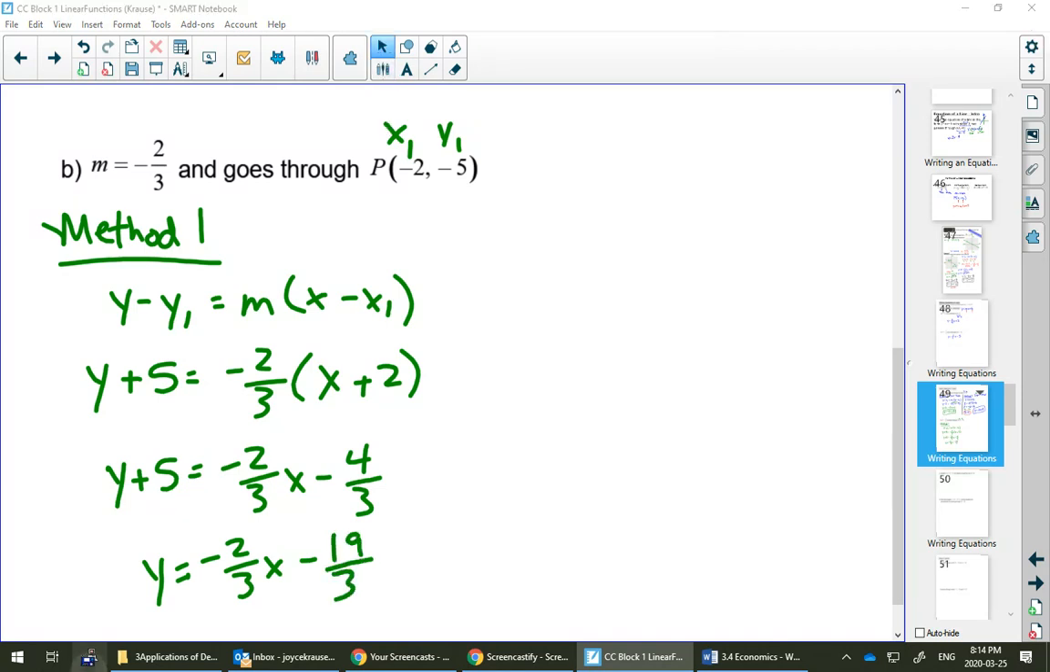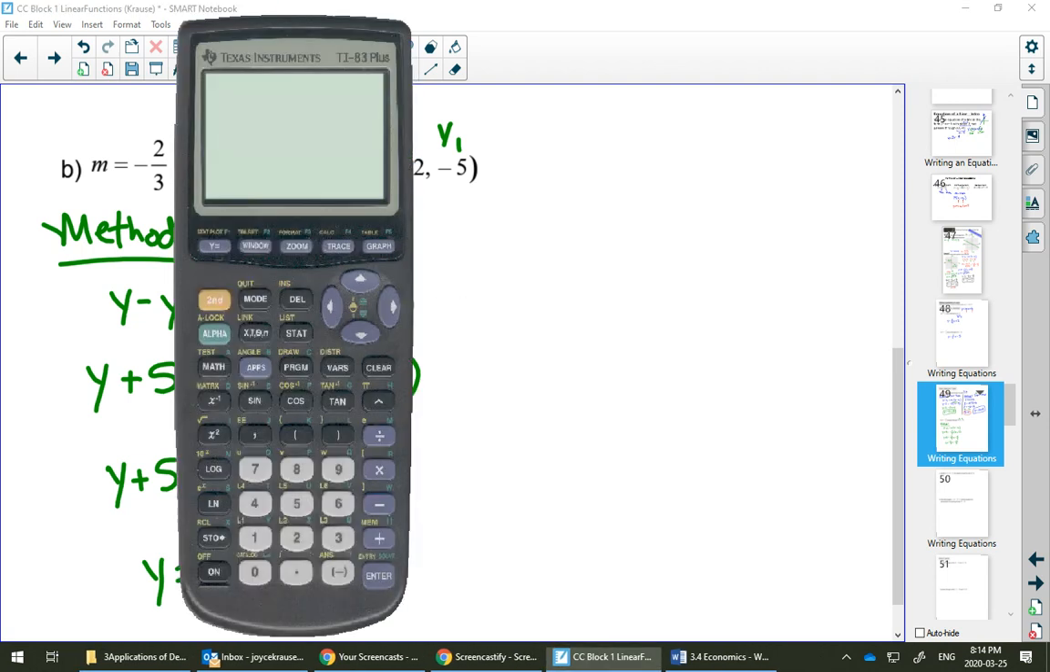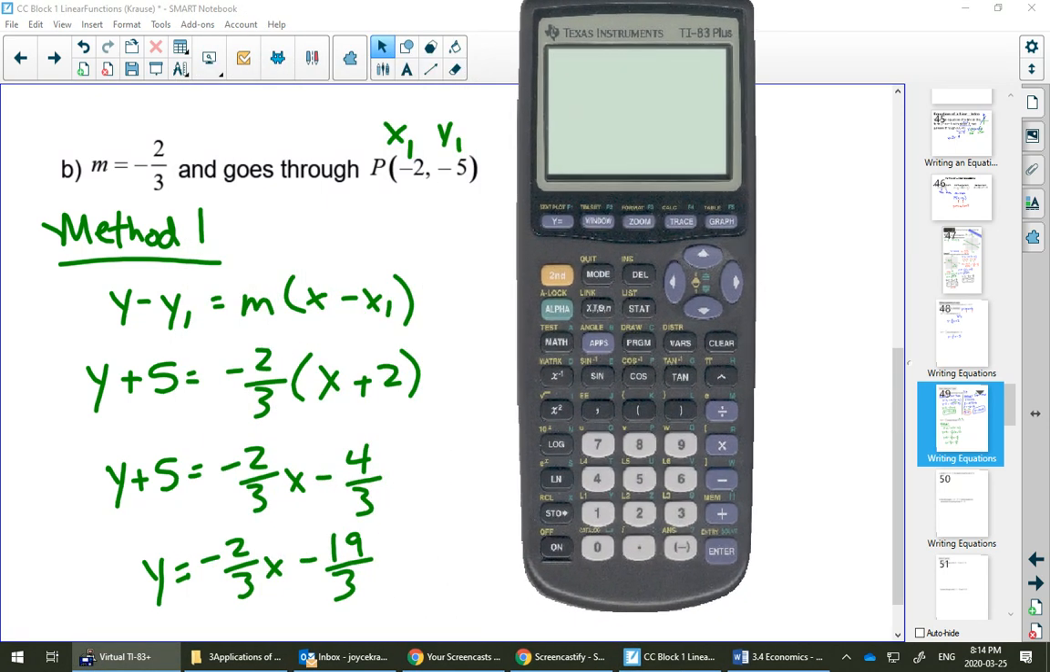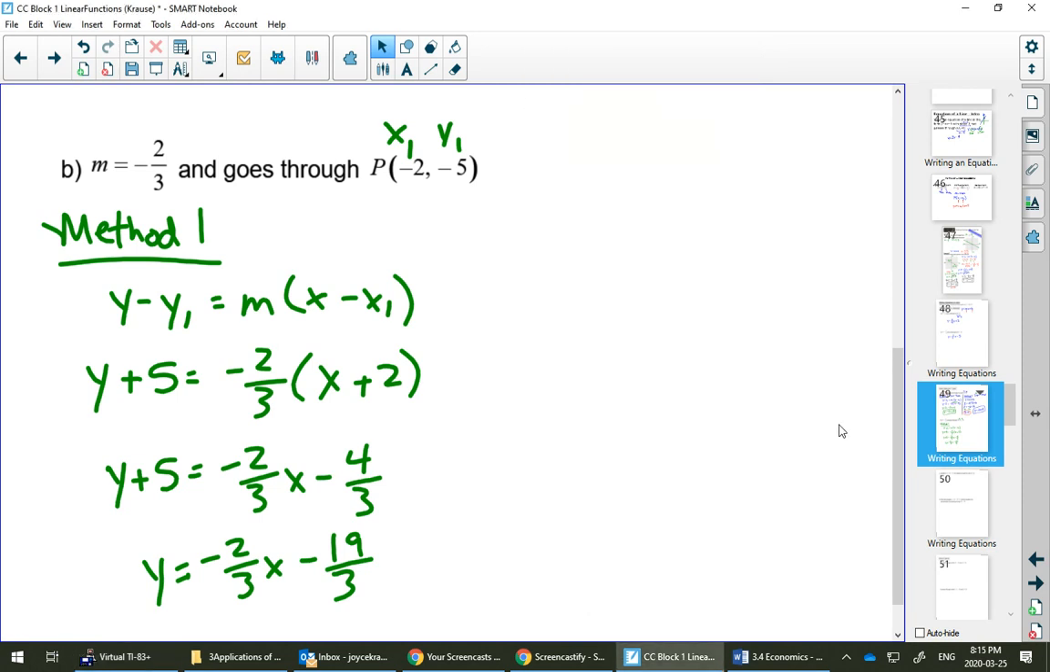So if you weren't sure what that would look like when you're doing it on your calculator, we would be taking -4/3 and subtracting 5. It's going to give us a decimal, and then we're going to go math frac, and we get -19/3. So again, don't be surprised if you're coming across some really strange fractions. When we get into the general form in the next lesson, you'll see how it can be nice when we don't have to deal with the fractions.